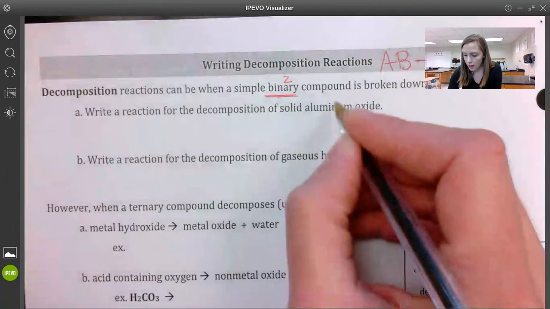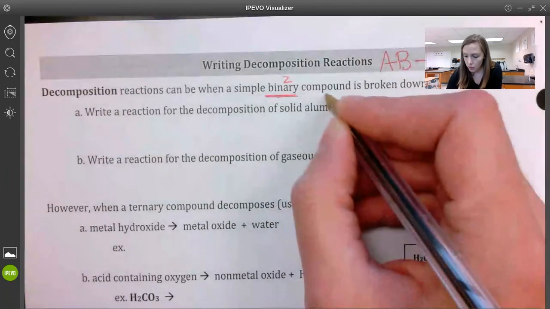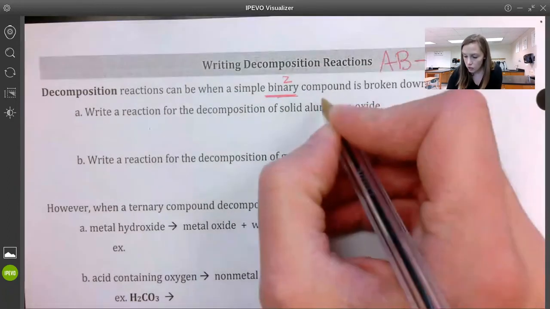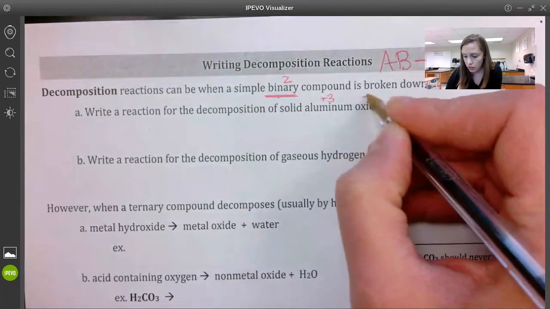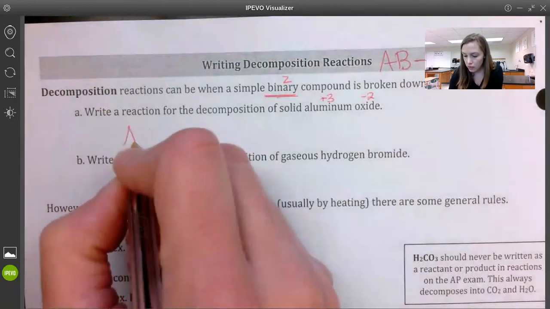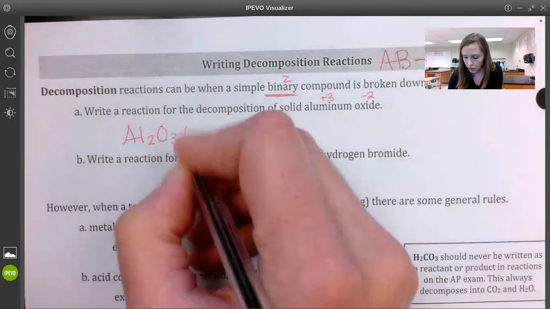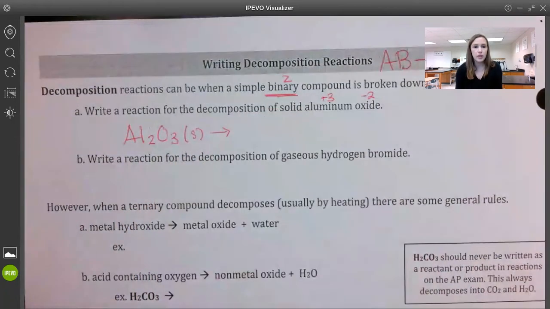So in this first one, we have aluminum oxide. So we're going to be breaking it down. This time, we need to start with it. It has to be our reactant side. So aluminum is going to be +3, oxygen is -2. So when I write this formula, I'm going to need 2 aluminum and 3 oxygen. And it's an ionic compound, so we're going to start with it as a solid.